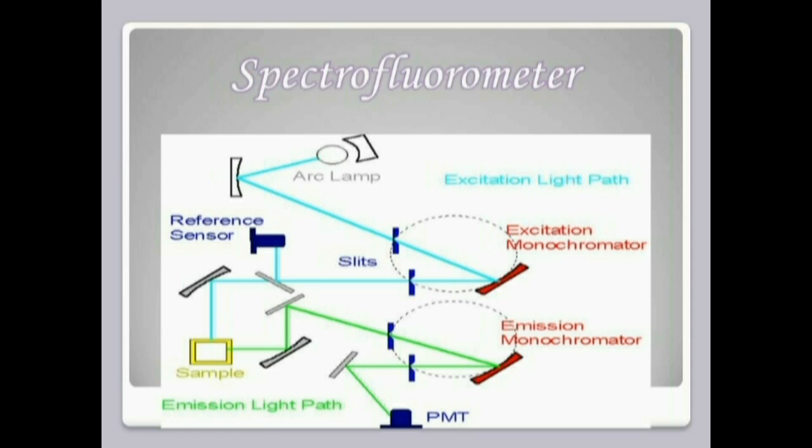As you can see in the diagram, an arc lamp is used to produce light of certain wavelength, which goes through a slit onto an excitation monochromator, which selects the wavelength, and after passing through another slit, it goes on to the sample and also to the reference sensor, whose duty is to compare the sample with a certain reference material. And after the light falls on the sample, it goes on to the emission monochromator and onto the PMT, which gives the readouts.